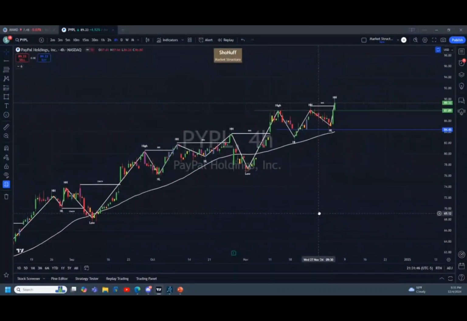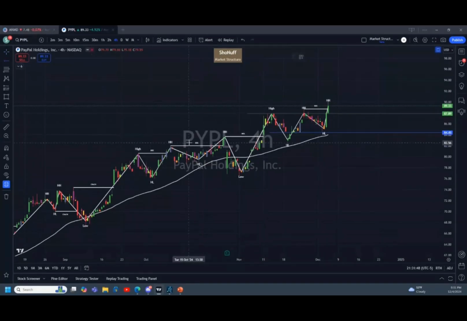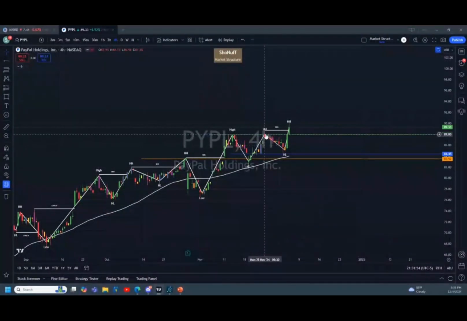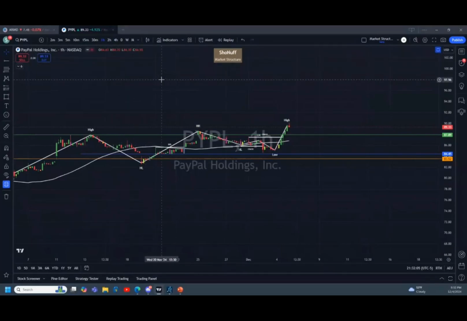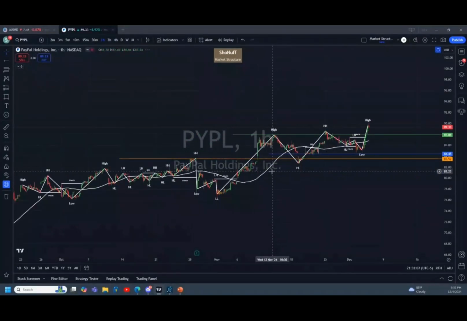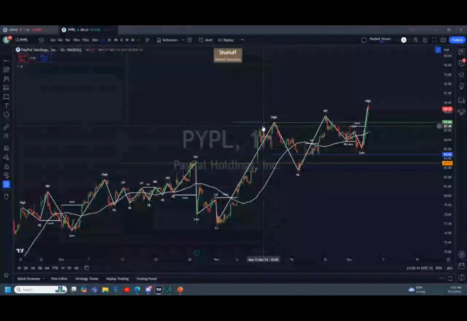PayPal, same type of setup. All right. What did it do? Broke it, pulled back, went up. Came back to an area, retested, went up. This was today. Boom. Same exact thing. All right.